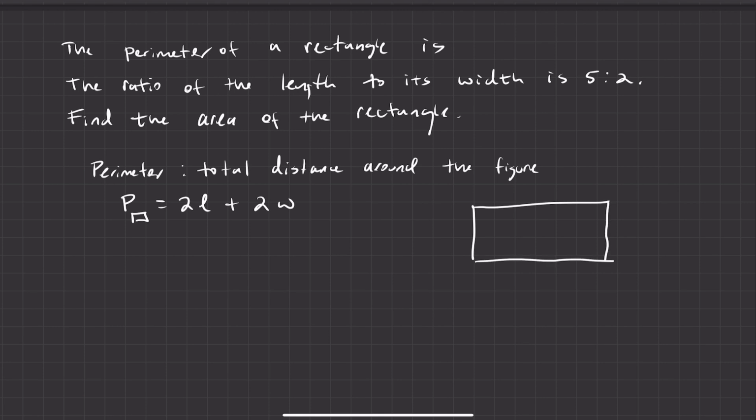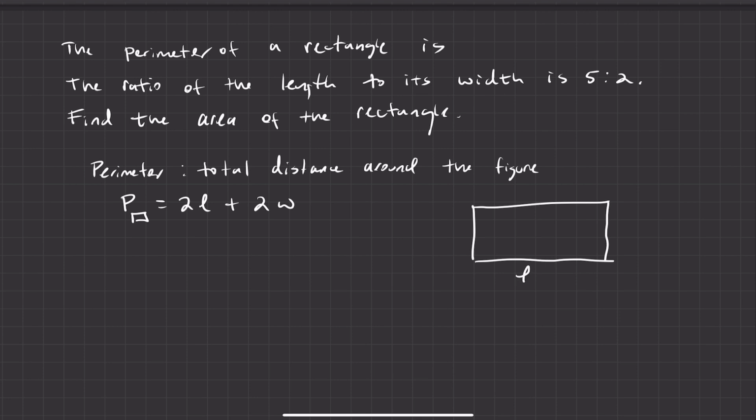Here's my rectangle, and if I were to talk about the perimeter, I'm going around the figure. Okay, or in other words, I'm going to add all these sides up. That's the perimeter of the rectangle.